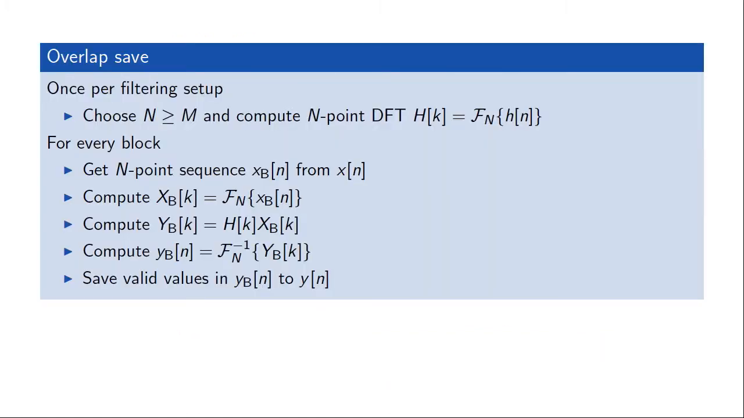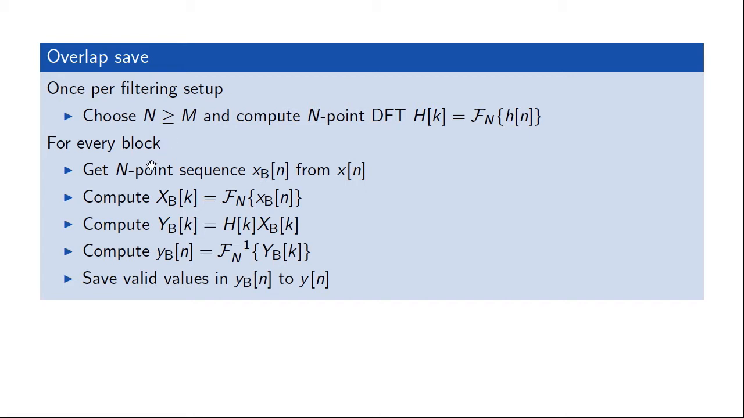So if we look at overlap and save in words, what we have to do is choose a block length n, which has to be greater than the length of the filter in order to compute any valid samples per block. Then we compute the n-point discrete Fourier transform, using the FFT algorithm, of the impulse response, and we call that h of k. The thing to note here is that this needs to be done only once, and it doesn't have to be done per block. So if we have a large number of blocks, the complexity of this computation can, in the overall scheme of things, be neglected, and this can be done ahead of time.